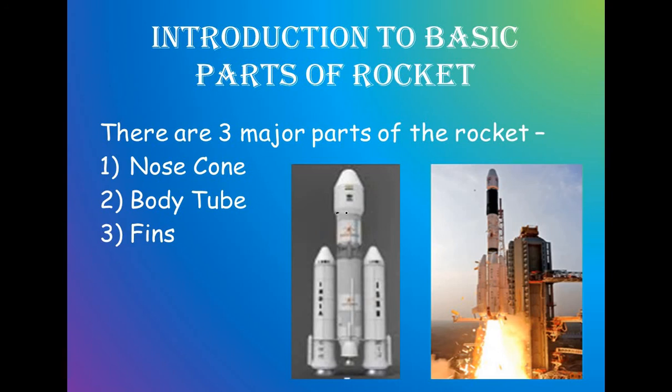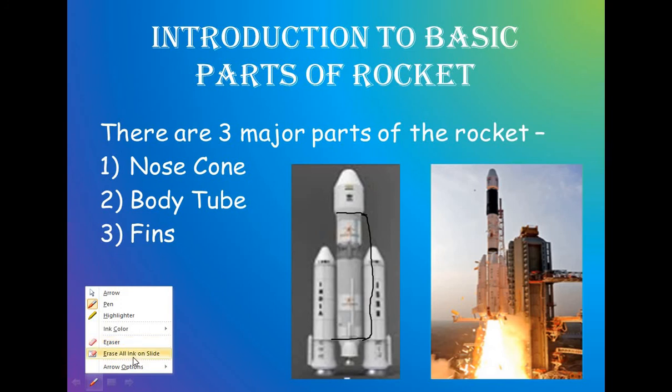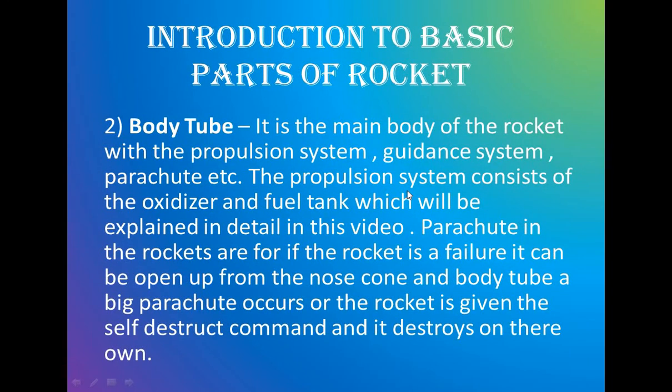So yeah, from here to here, see all this, this is the body tube. Okay, so what parts does it consist of? This body tube consists of the propulsion system, guidance system, parachute, and many more things. These are just some of the main ones. The propulsion system consists of the oxidizer, fuel tank, and the engine block.